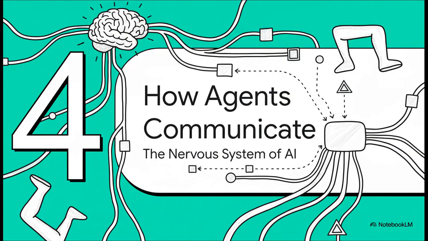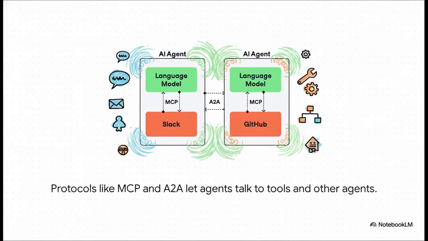So we've got a brain and we've got limbs. Now we need a nervous system to connect everything. And that's what this is all about, agentic protocols. These are the rules of the road that let all the different parts of this AI ecosystem talk to each other. This diagram shows it perfectly.